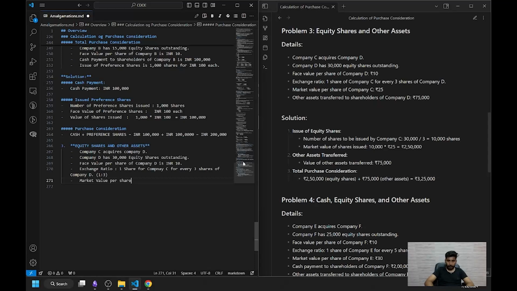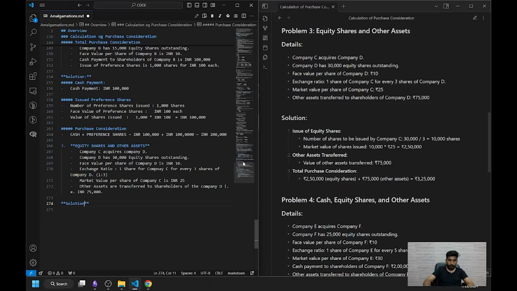Market value per share of company C is rupees 25, and the other assets are transferred to the shareholders of the company D, that is rupees 75,000. Okay. Now let us just carry on with the solution.